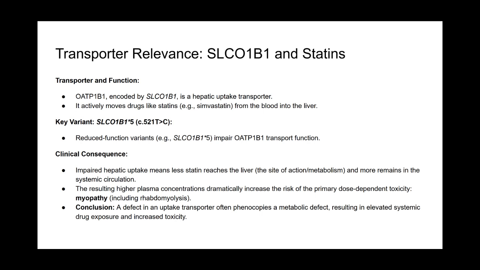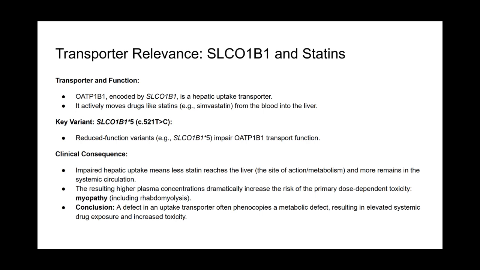A notable example is the solute carrier organic anion transporter family member 1B1, commonly known as OATP1B1, encoded by the SLCO1B1 gene. This protein is expressed on the sinusoidal, blood-facing, membrane of liver cells and is responsible for actively transporting many drugs from the bloodstream into the liver, including the widely prescribed HMG-CoA reductase inhibitors, statins. Several common SNPs in the SLCO1B1 gene impair the transport function of the OATP1B1 protein.